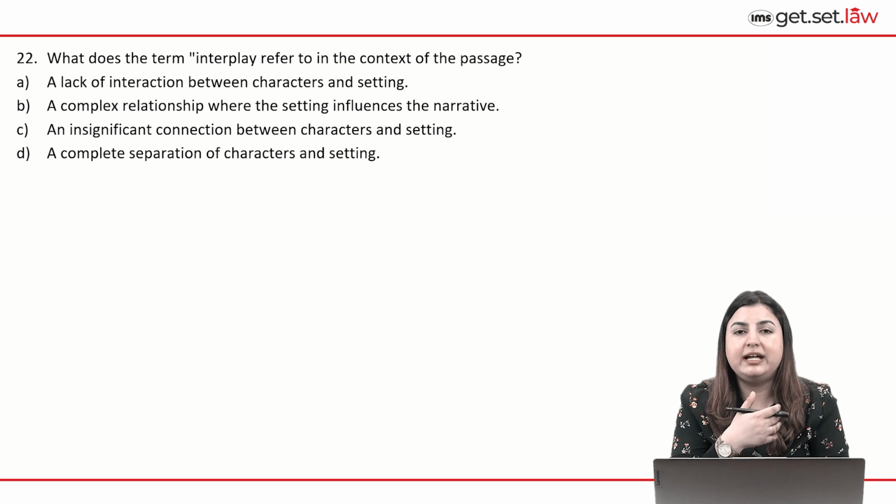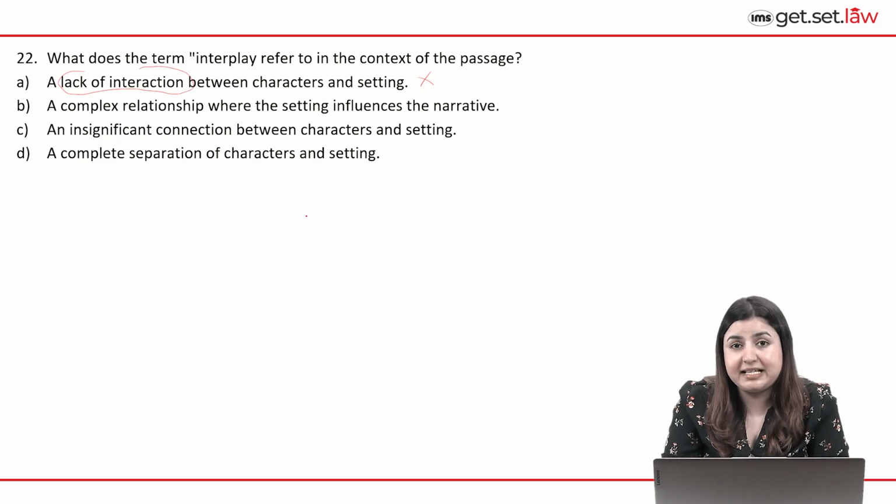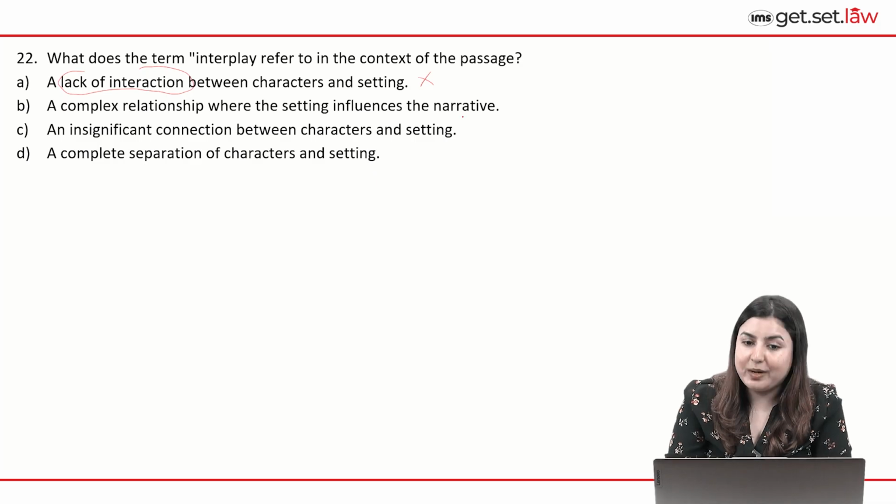In a way that both can impact each other, right? So A is incorrect because of the words "a lack of interaction." B says a complex relationship between the setting, where the setting influences the narrative, right? So this is the correct option. This is just what we wanted to arrive at.